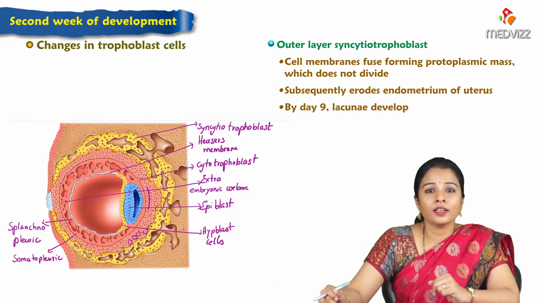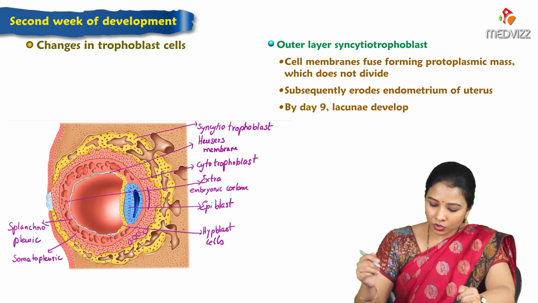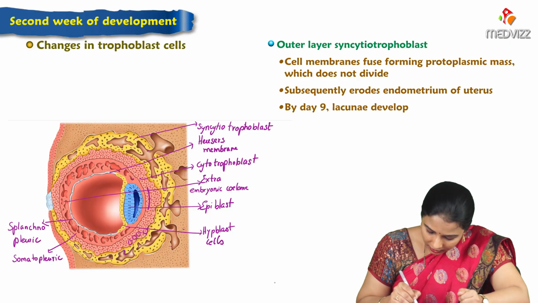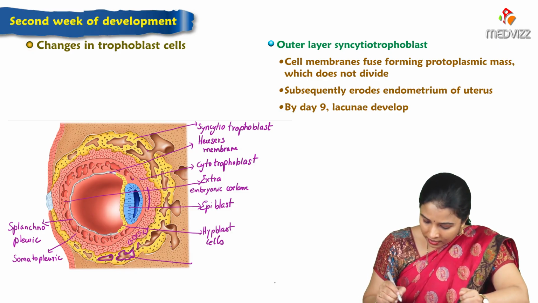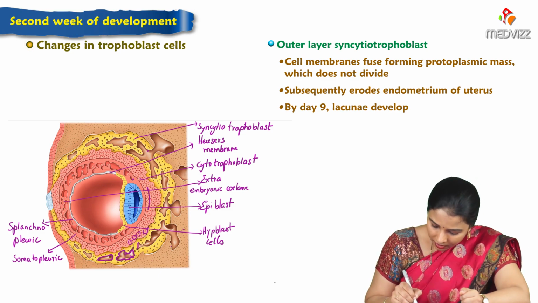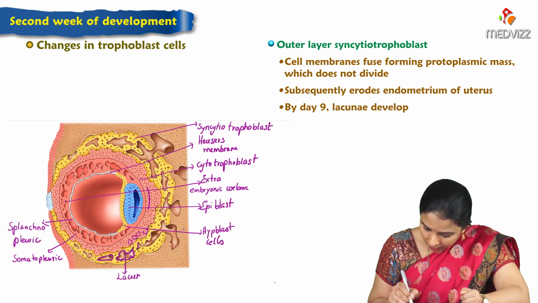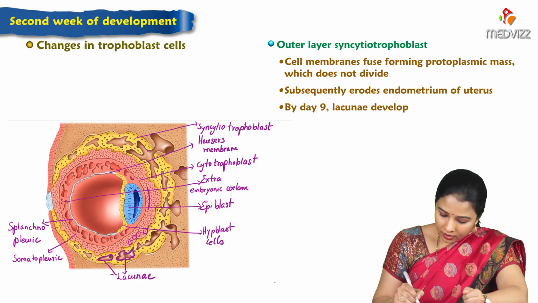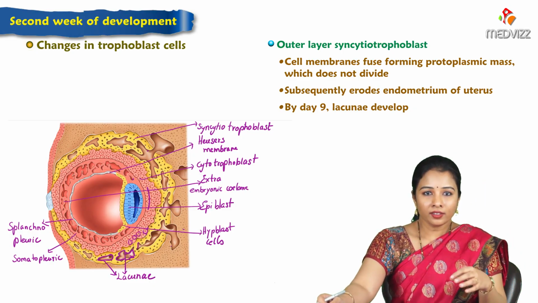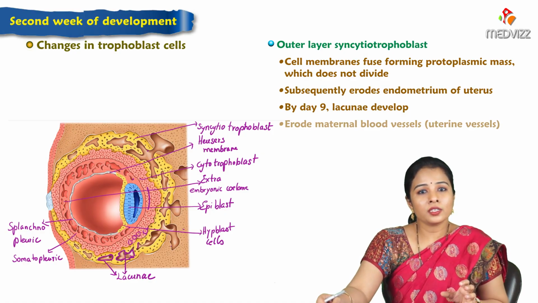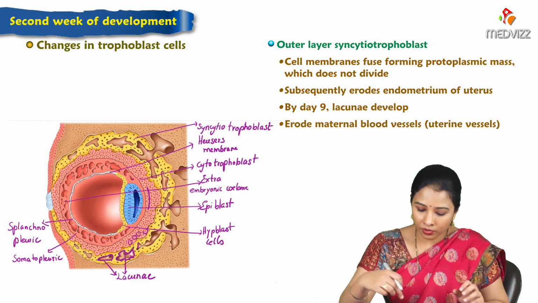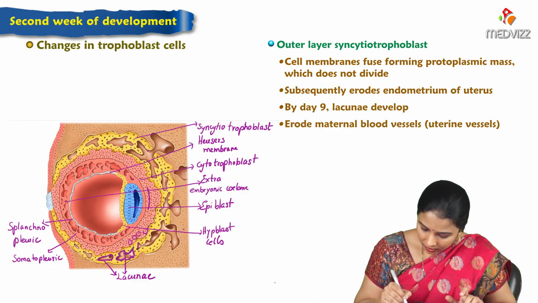So by day 9, lacunae develop in the syncytiotrophoblast. You can see these gaps which develop within the syncytiotrophoblast, which are called lacunae, singularly lacuna. So by day 9, these lacunae will develop in the syncytiotrophoblast. And the syncytiotrophoblast erodes the maternal blood vessels. Now this syncytiotrophoblast has maternal blood vessels here.